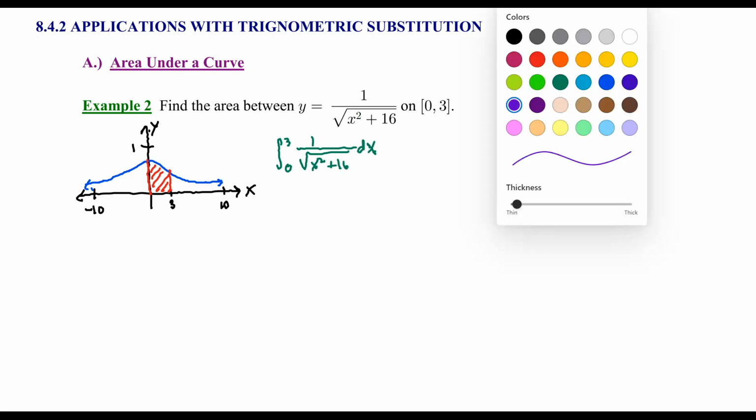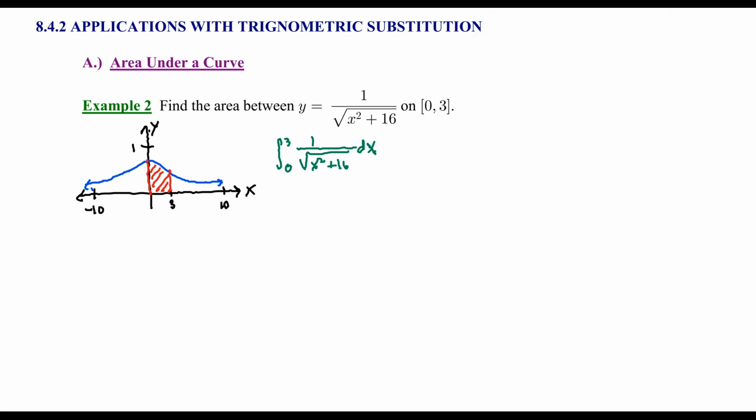So observe that if the radical were not there, if it was just 1 over x squared plus 16, we could integrate it directly and get an arctangent. But because we have the presence of that radical, and we can't do an ordinary u substitution, we will use trigonometric substitution. Since we have the sum of two squares in the denominator, the trig substitution that we're going to use is x equals 4 tangent of theta.